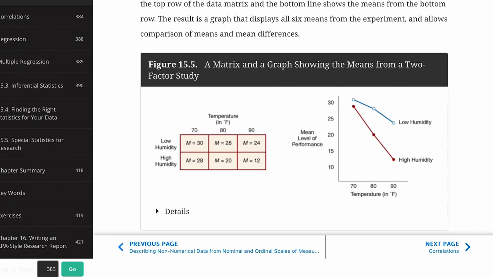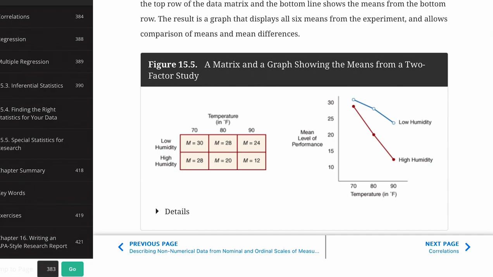So what you do is you match them up. So if we go on the matrix and we do low humidity and 70-degree temperature, the mean was 30. So what we do is we make that data point. We go to 70 on the x-axis, we go up to 30, and we make that point, but we make it blue because it's low humidity. Okay, and so if we just go across the low humidity to make our line, we're going to see that when we go across the x-axis, 80-degree temperature has to go down to 28, and then 90-degree temperature has to go down to 24 because the mean was 24 for low humidity and 90-degree temperature. Okay, and then we connect them and we make a line, and that's the low humidity line.